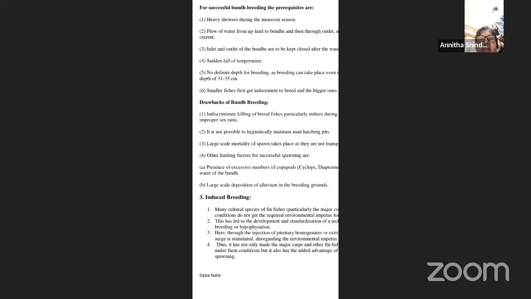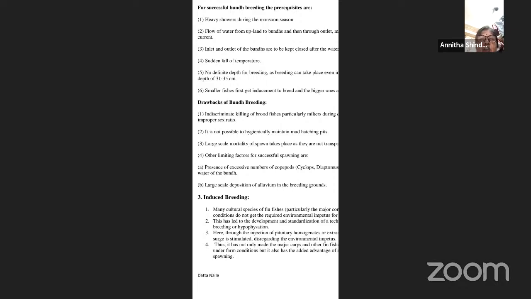Now, coming to induced breeding, many cultural species of fishes under farm culture actually do not get the required environmental factors for spontaneous maturation. Therefore, this has led to the development and standardization of a technique called induced breeding or hypophysation. Through injection of the pituitary extract, the natural gonadotropin surge is stimulated, disregarding the environmental impetus. Thus it has not only made the major carps and other fin fishes breed in confined water under farm conditions, but it also added the advantage of regulating the time of spawning.